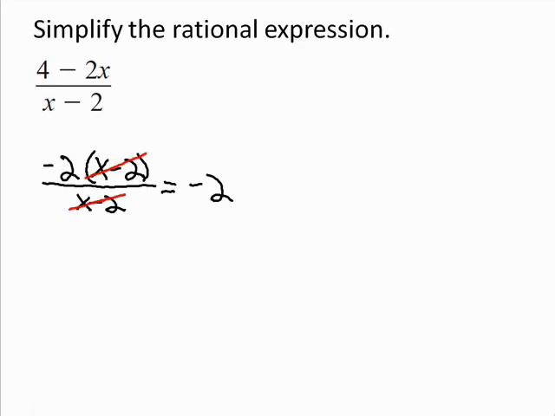This expression has to have the same domain as the original expression. In the original expression, there was an x minus 2 in the denominator, so x minus 2 cannot be equal to 0. Add 2 to each side. x cannot be equal to 2. The simplified expression is negative 2, where x is not equal to 2.